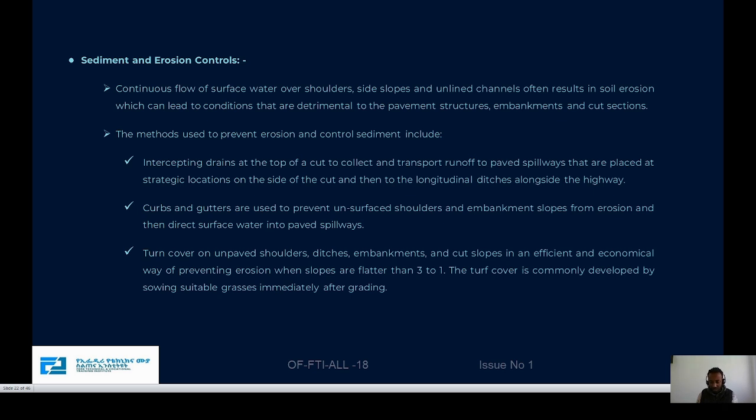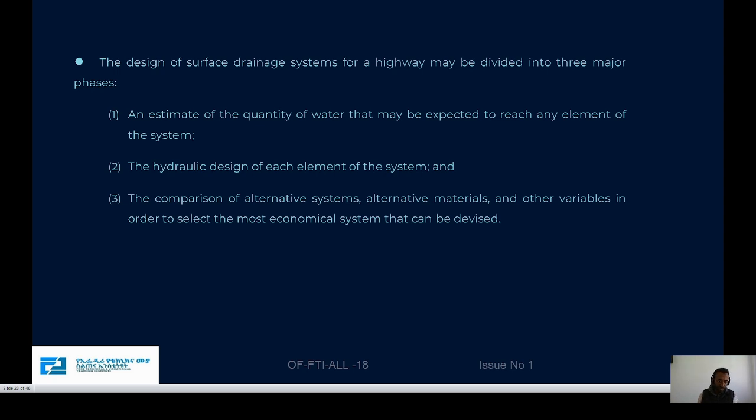Turf covers on the unpaved shoulders, ditches, embankments, and cut slopes are mostly provided with slopes flatter than 3 to 1. This is suitable for grassing. We plant grass on these slopes, so sedimentation and erosion will be decreased. And also the design of surface drainage systems for highways may be divided into three phases.